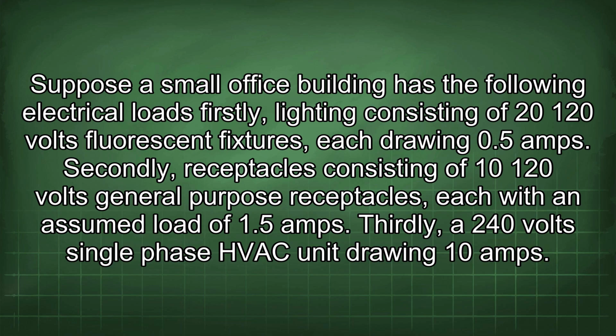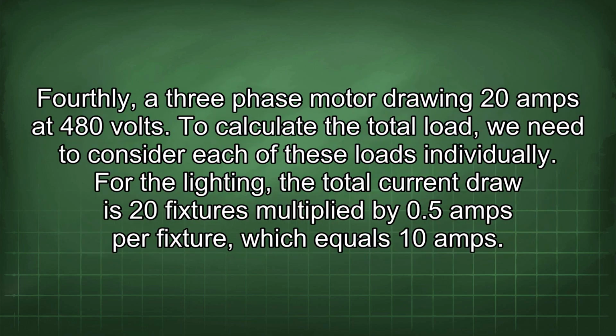Firstly, lighting consisting of 120 volts fluorescent fixtures, each drawing 0.5 amps. Secondly, receptacles consisting of 10 120 volts general purpose receptacles, each with an assumed load of 1.5 amps. Thirdly, a 240 volt single-phase HVAC unit drawing 10 amps. Fourthly, a three-phase motor drawing 20 amps at 480 volts.